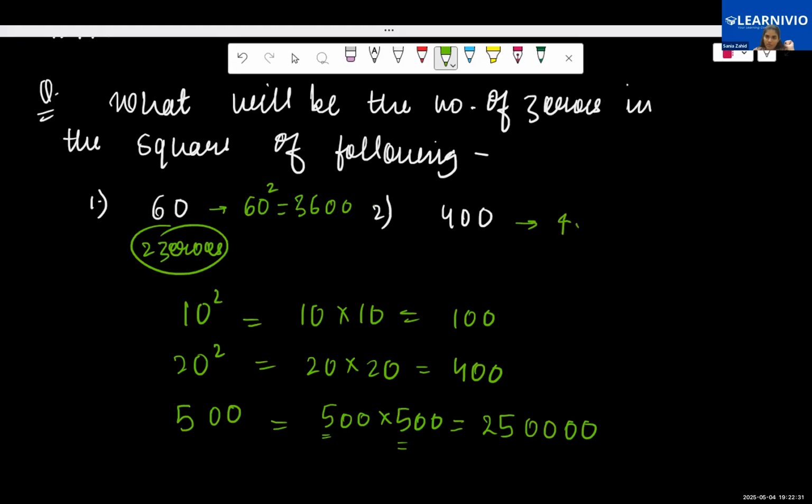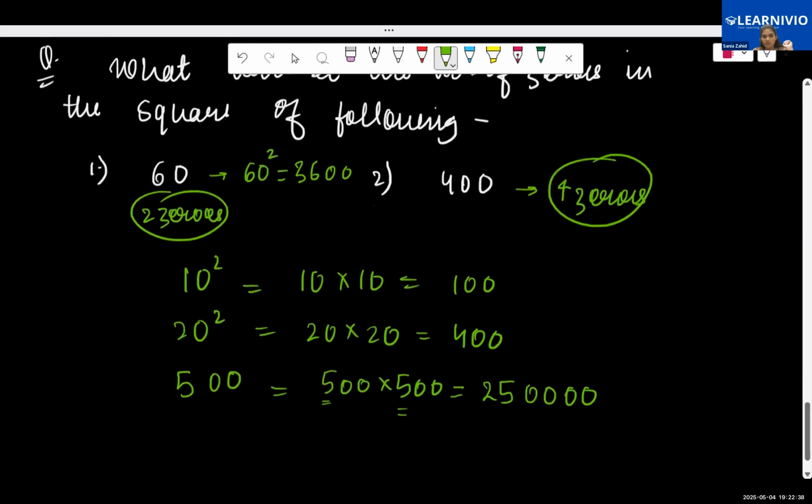4 zeros in your answer. So that means whenever you're squaring a number that ends with digit 0, your answer would have double the number of zeros. Right? Now we come to one important thing.